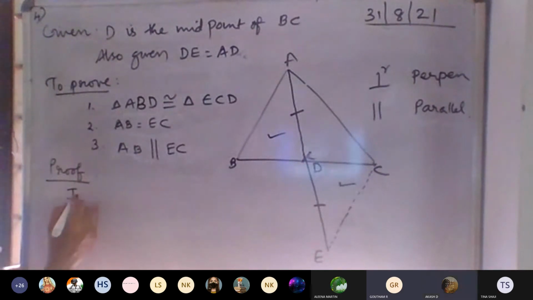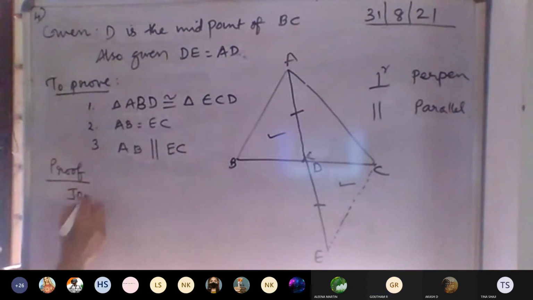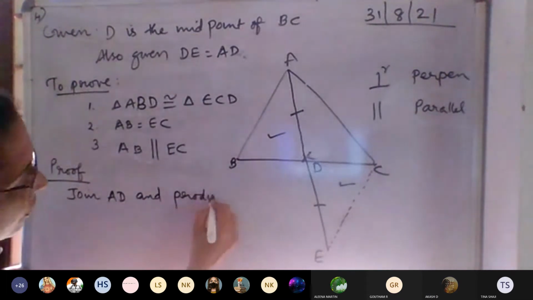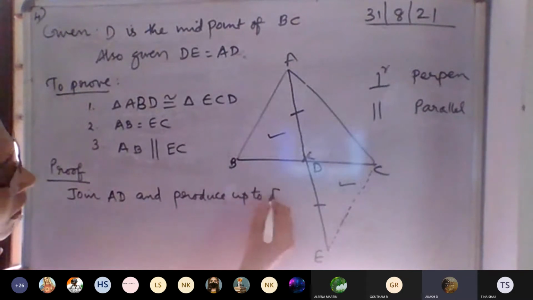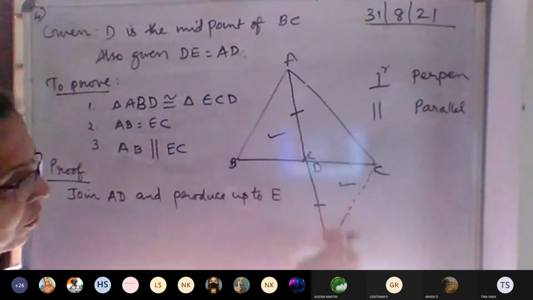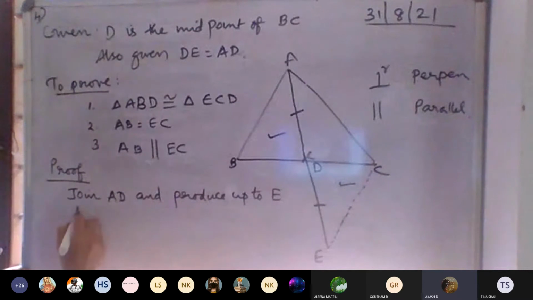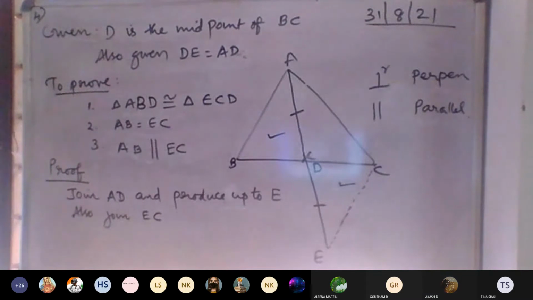Before starting that, what are the things we have done in that figure? You write that. Join AD and produce up to E, that means extend up to E. Also join EC. These are the extra things we have done, so we have to write them. Then only it will be clear.